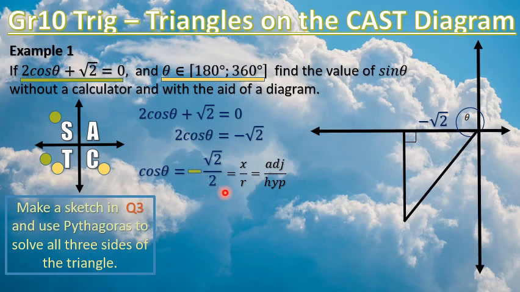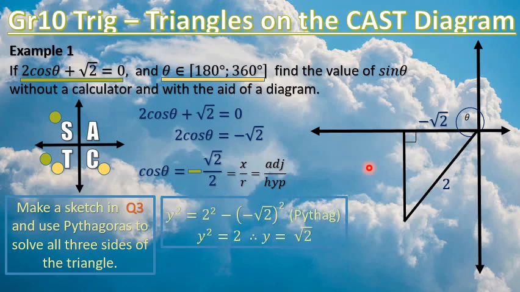Now the bottom of the fraction is a 2, and you can see that in the cosine function formula, x over r, the bottom of the fraction represents a radius of a circle, aka the hypotenuse of the triangle. So we pop in a 2 along the hypotenuse. Now, how on earth are we going to be able to solve for this third side?